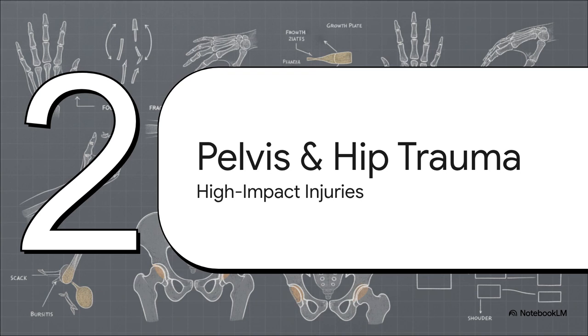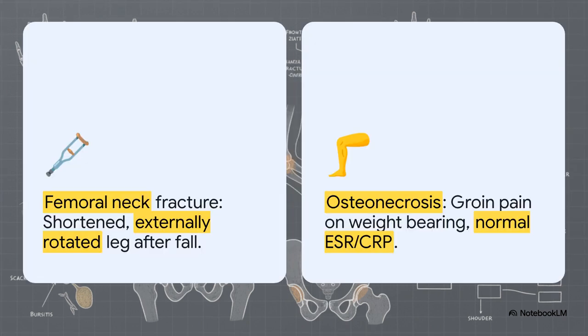Section 3, Pelvis and hip trauma. Let's transition from the upper extremity down to high-impact injuries. First, we have to address pelvic trauma.